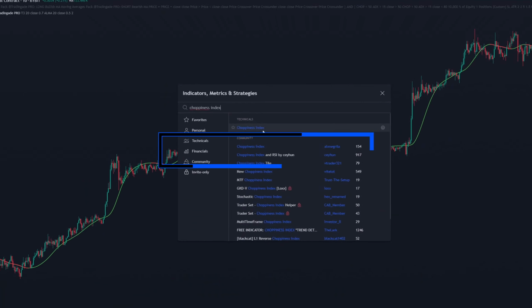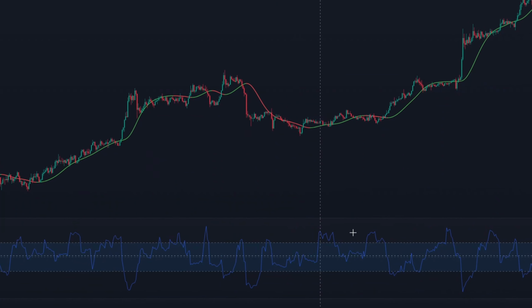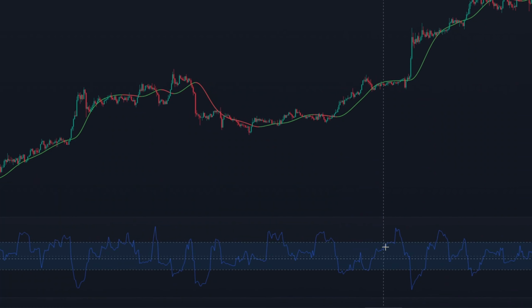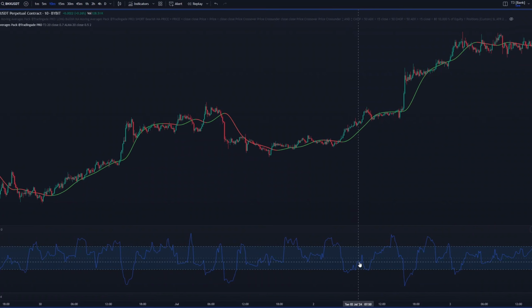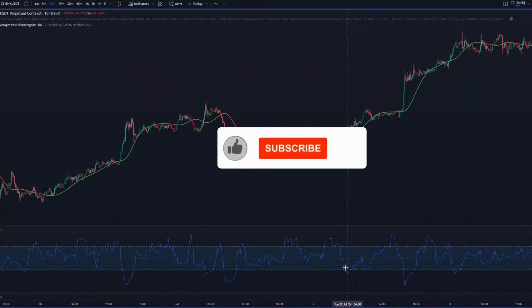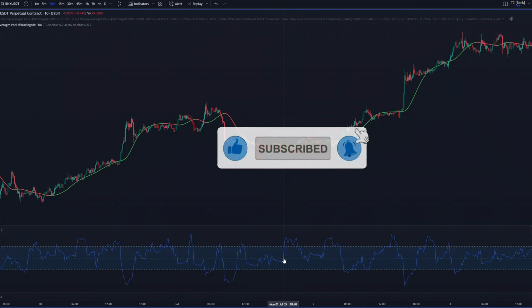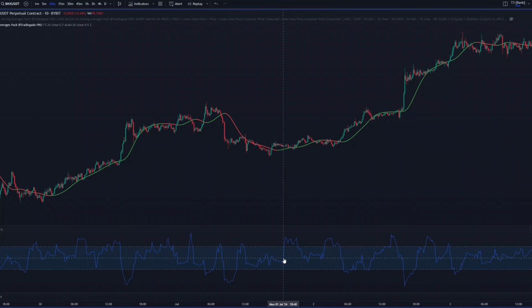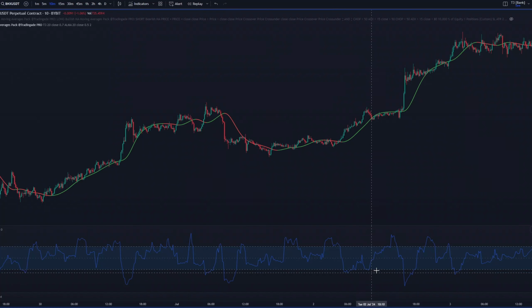Then we're gonna add the choppiness index as a confirmation, which is an indicator that measures the sideways movement of the market. The closer the value is to the upper line, the higher the choppiness level, whereas the closer the value is to the lower line, the stronger the market is trending. We're gonna open positions only if the choppiness index is below the 50 level, so basically when we have directional movements. It's useful to avoid the ranging period and allow positions only if we have directional movement.